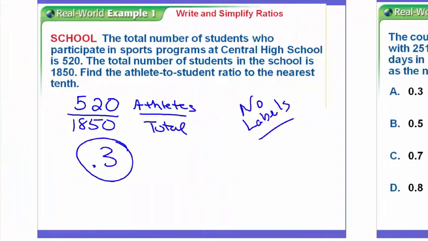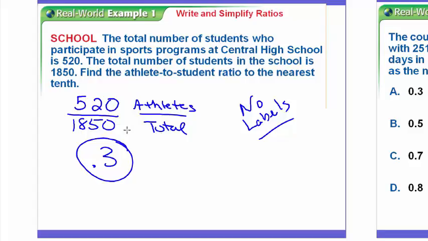Here's a problem where they're talking about the students at a school. Okay, they have that we have 520 students that are enrolled in sports. They're the athletes. Okay, in the whole school we have 1,850. They want to look at the athlete to student ratio. Okay, all you do is you take the numbers. The one that they say first goes on top, the one that they say second goes on bottom, and here they want it to the nearest tenth, so you can just divide it out and get a decimal.